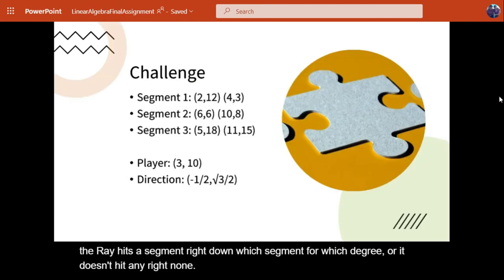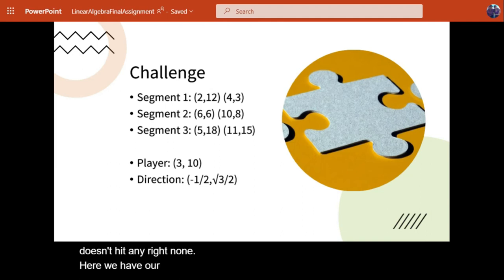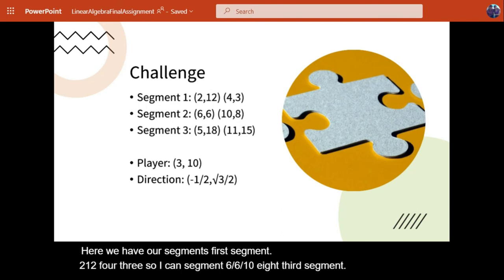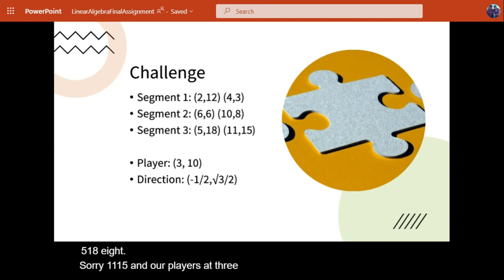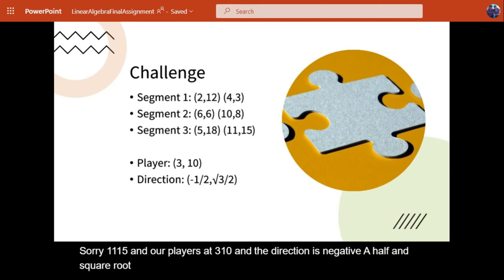Here we have our segments. First segment: 2,12 and 4,3. Second segment: 6,6 and 10,8. Third segment: 5,18 and 11,15. And our player is at 3,10, and the direction is -1/2, and square root of 3 over 2.